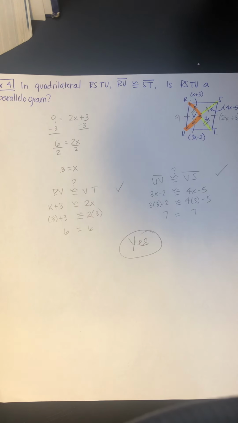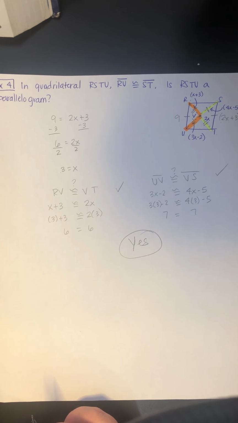RSTU is a parallelogram. Your homework for lesson 61 is A through D, and it'll be on Plus Portals.